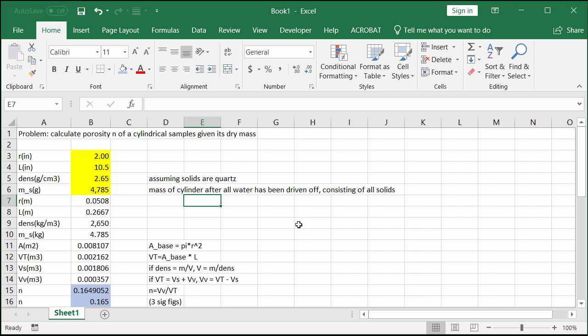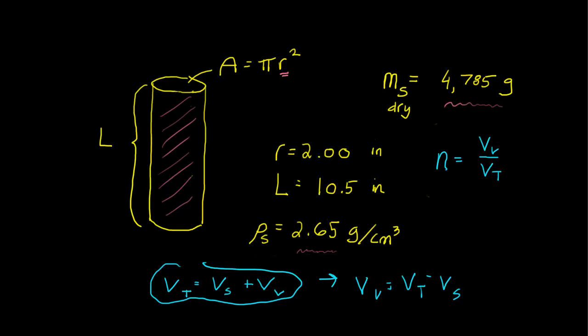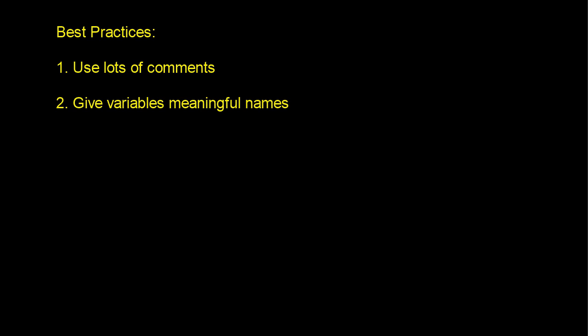Name your variables. So let's actually write these things down. These are going to be the best practices. Number 1, use lots of comments. Explain everything you've done so that someone coming back later can figure it out. Number 2, when you use variables, give them meaningful names like R or dense or something like that. Don't use just random letters. Make the variables mean something.